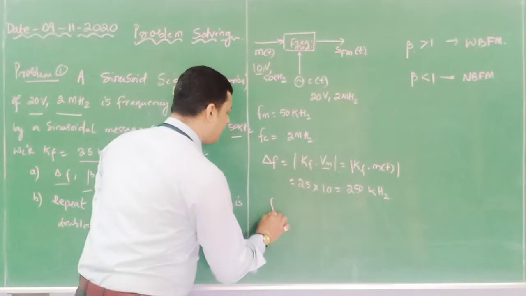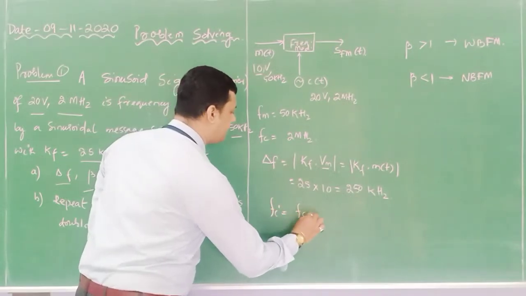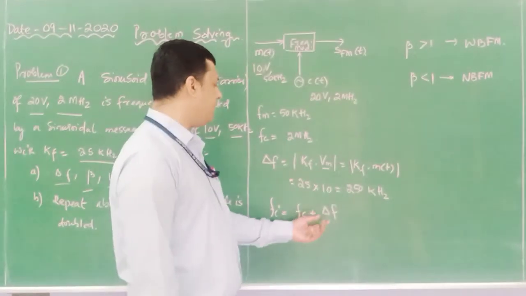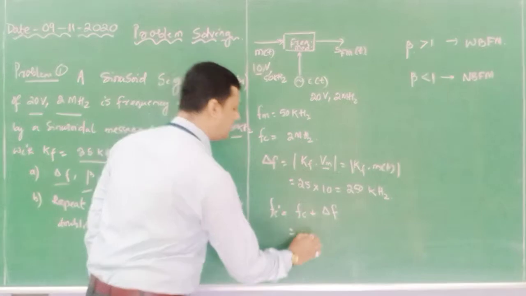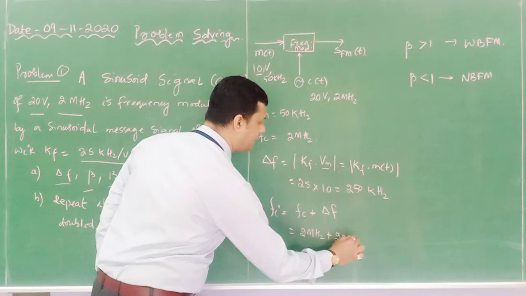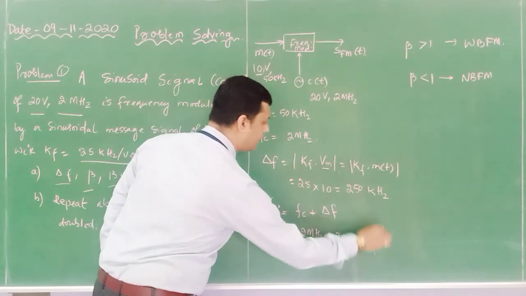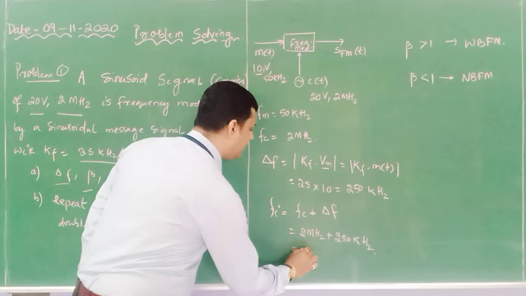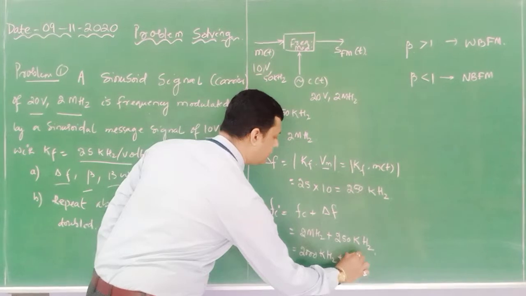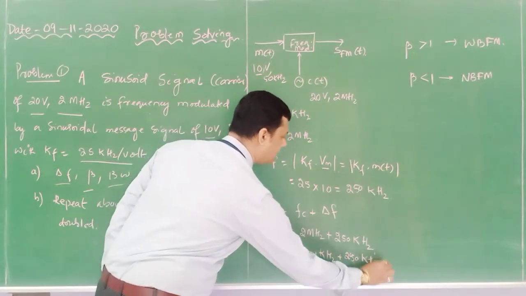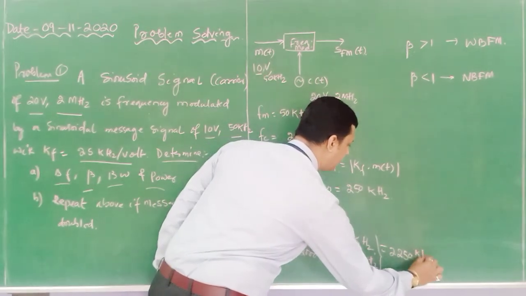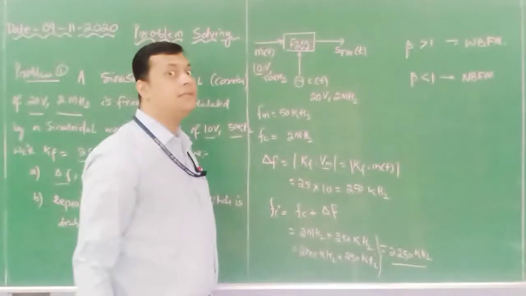As we had a relation, instantaneous frequency is fc plus del f. So fc plus del f means, fc is how much? 2 megahertz. And del f is how much? 250 kilohertz. So here I can write it is 2000 kilohertz plus 250 kilohertz, which will be equal to 2250 kilohertz. So this will be my instantaneous frequency.